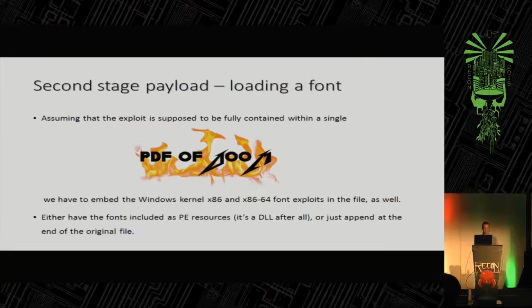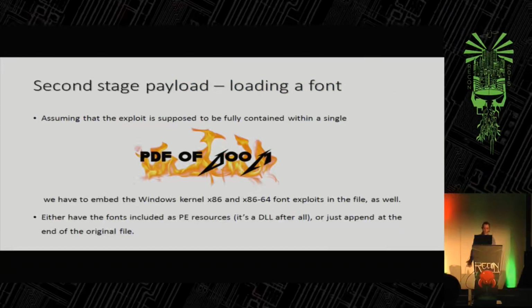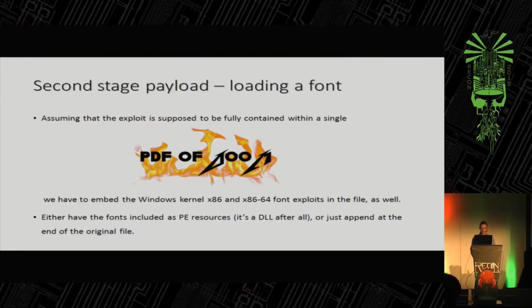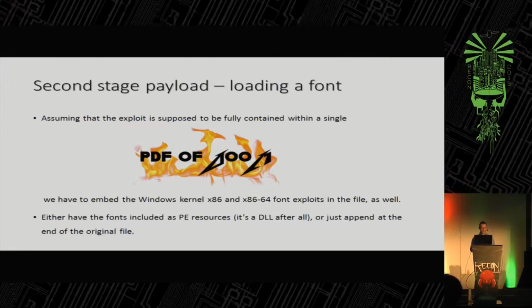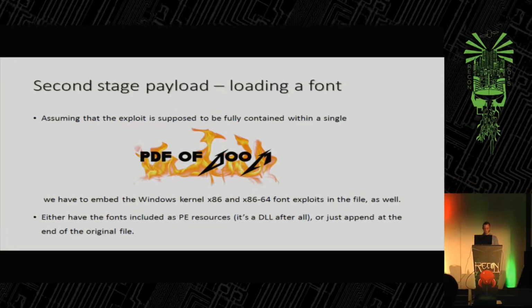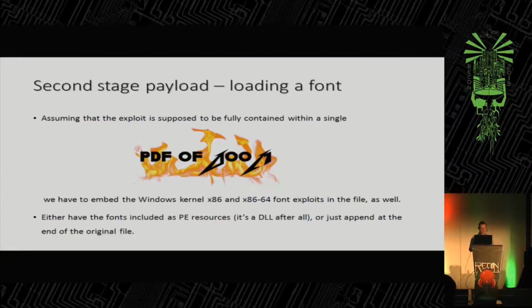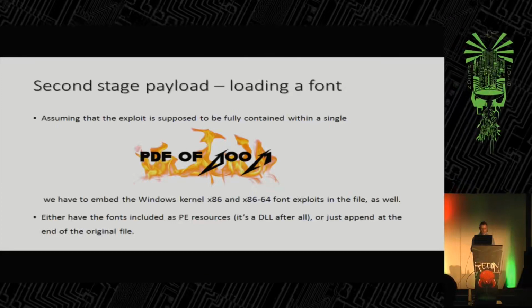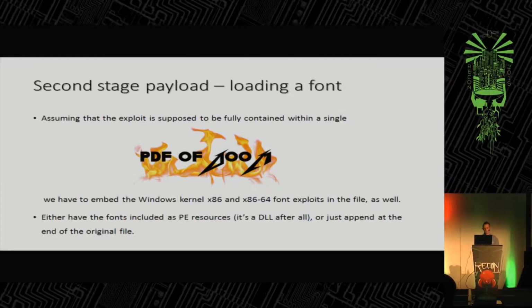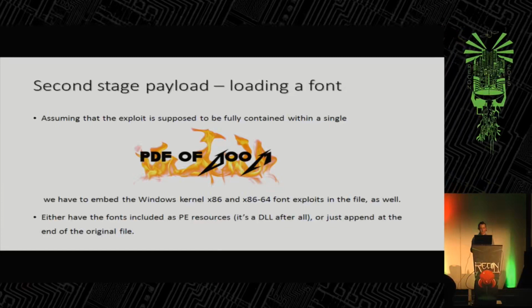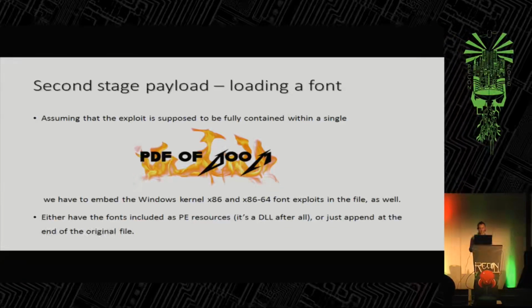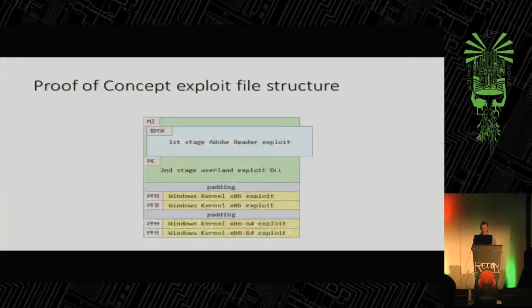So one thing we have to consider is where do we put all of those kernel exploit fonts? Because since we want to create a single PDF of Doom, which is just a single file that attacks everything and pops calcs everywhere, we have to embed a lot of information there. So we can either put the kernel exploits in PE resources because it's a DLL, or we can just append them at the end of the file.